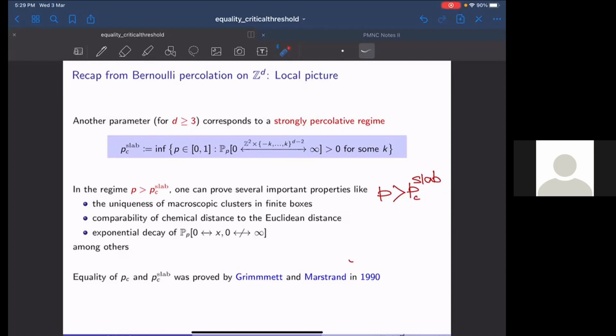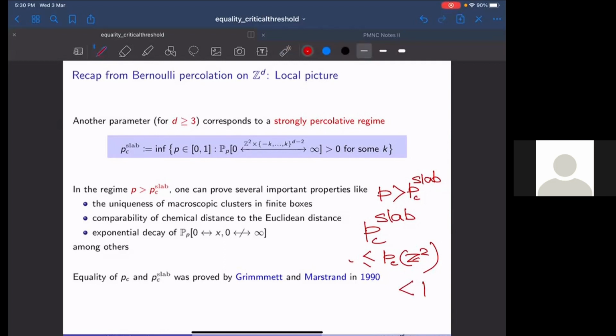Now again, it is not difficult to see that p_c slab is less than or equal to p_c of Z^2. Why? Because this definitely contains Z^2. So if you percolate in Z^2, you definitely percolate in a slab. And we know that p_c of Z^2 is strictly less than 1. So p_c slab is strictly less than 1.